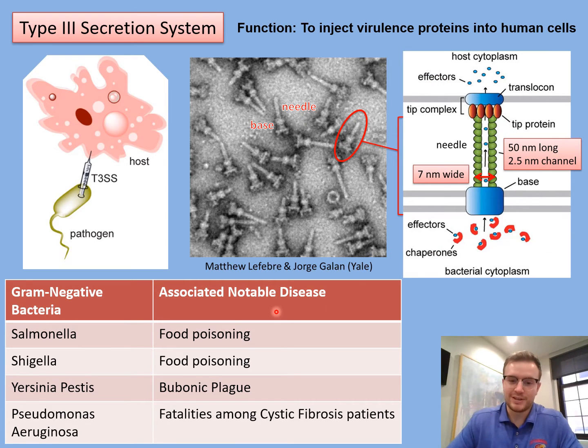So some notable diseases that come from this are food poisoning and even the bubonic plague. And it's also the number one cause of death among cystic fibrosis patients because they get this infection inside their lungs, and it just wreaks havoc, and unfortunately it kills them.